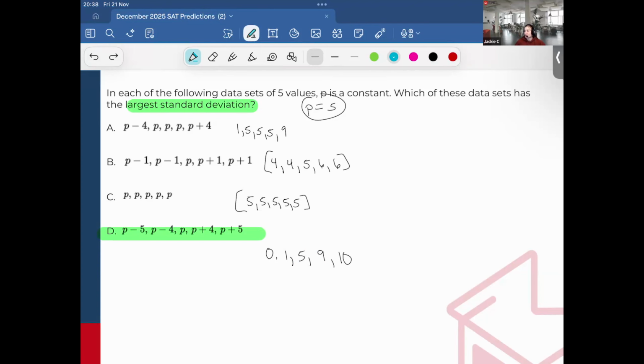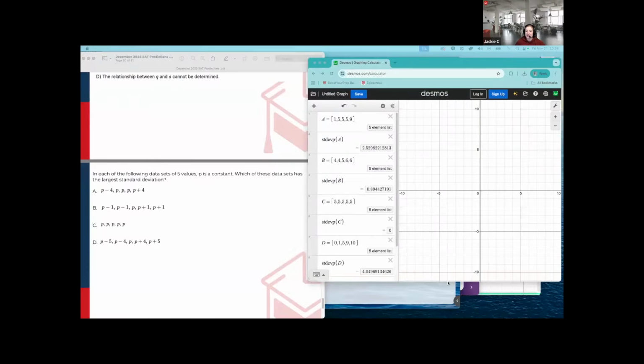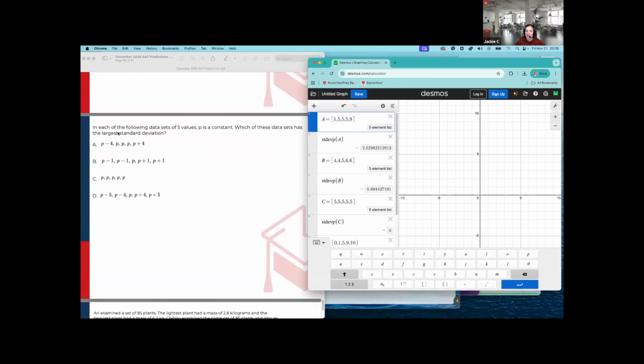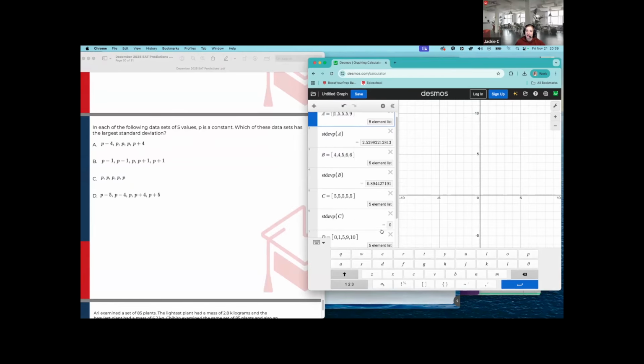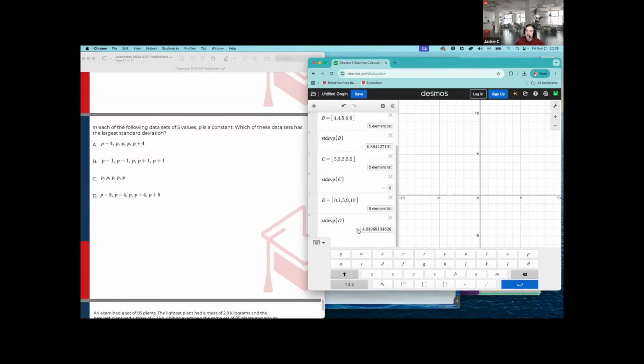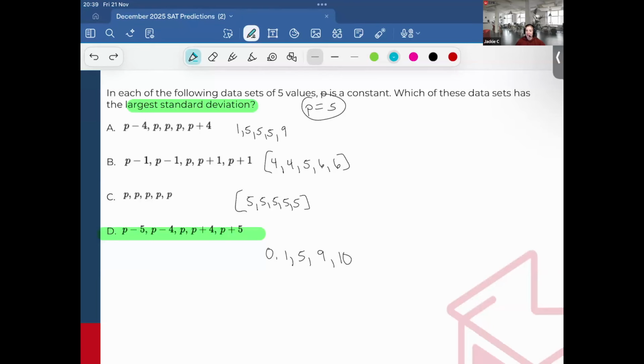However, if you didn't believe me, you could definitely go to Desmos and type it in like we just did here. In fact, I have done that for this one here. So just so you see, I just labeled them A, B, and C for our sets here. You see for A, standard deviation is 2.5. For set B, it's around 0.89. As I said, for C, it's 0. And here, standard deviation is 4.04. So standard deviation of D, it's the highest. You could choose any number for P. You'll still get the same standard deviation for each of them. Okay? So important concept. Make sure you know that for the exam.